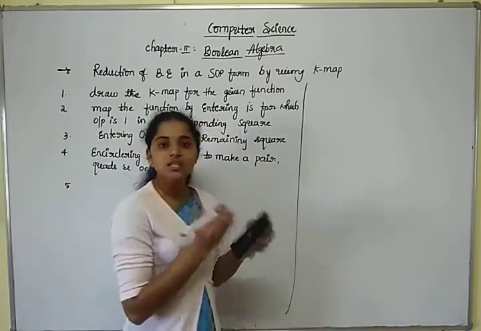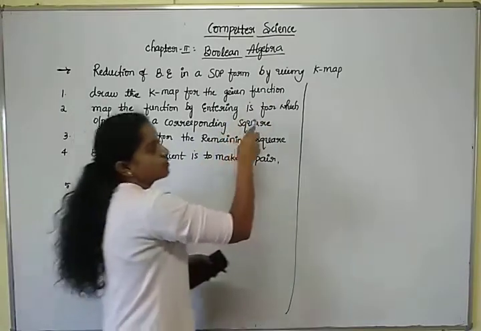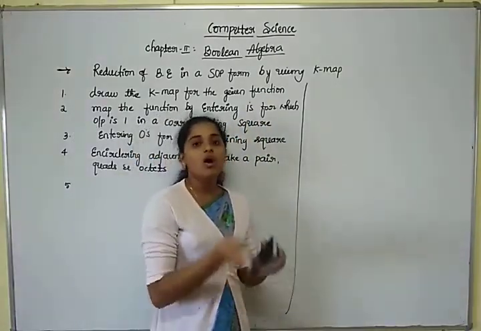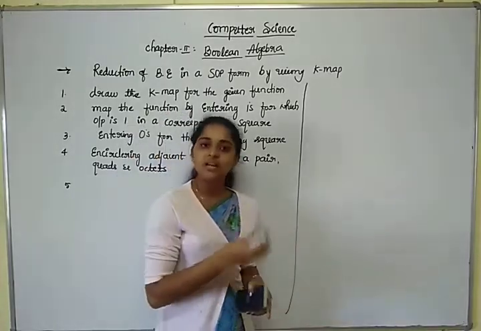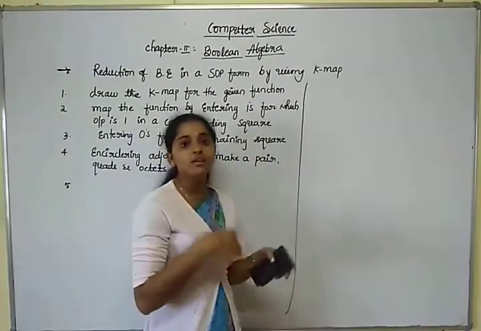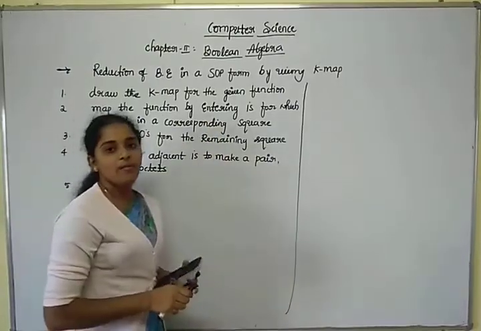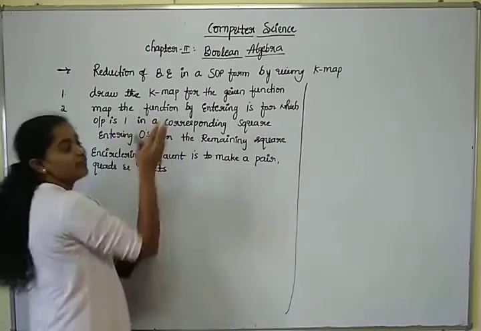First, we have to draw the empty K-map for the given function. If that function is a 2 variable or a 3 variable function, we go through a 2 variable K-map or 3 variable K-map. If the given function is a 4 variable function, we have to draw the 4 variable K-map. The second step is to map that function.